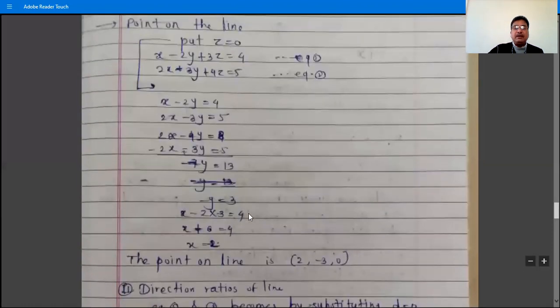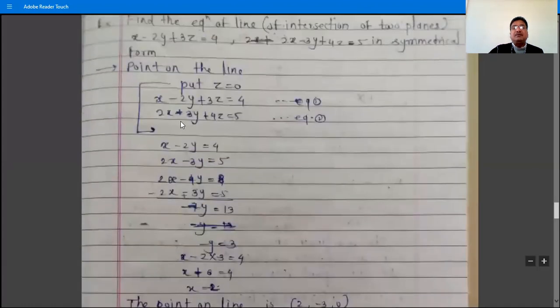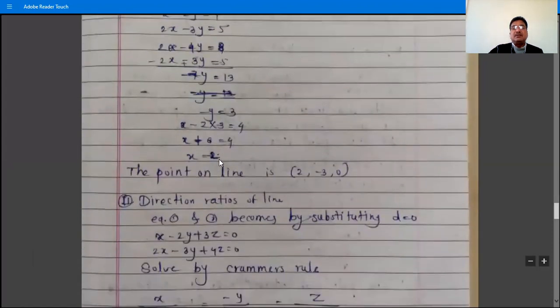And therefore the point on the line is what? In this equation, this is my plus 6, okay. Then after shifting it, it becomes minus 6. 4 minus 6 is what? 4 minus 6 is minus 2. So the point on the line is what? Minus 2, minus 3, 0, right? Minus 2, because x is minus 2.